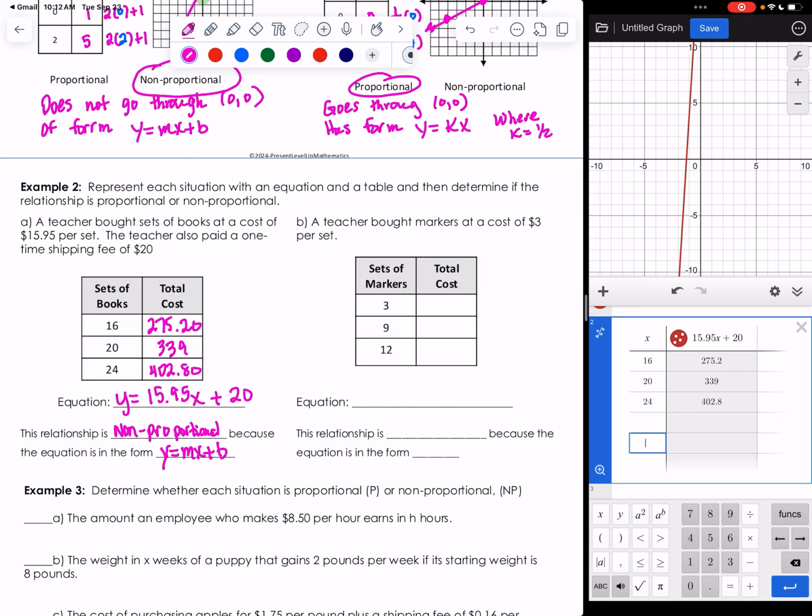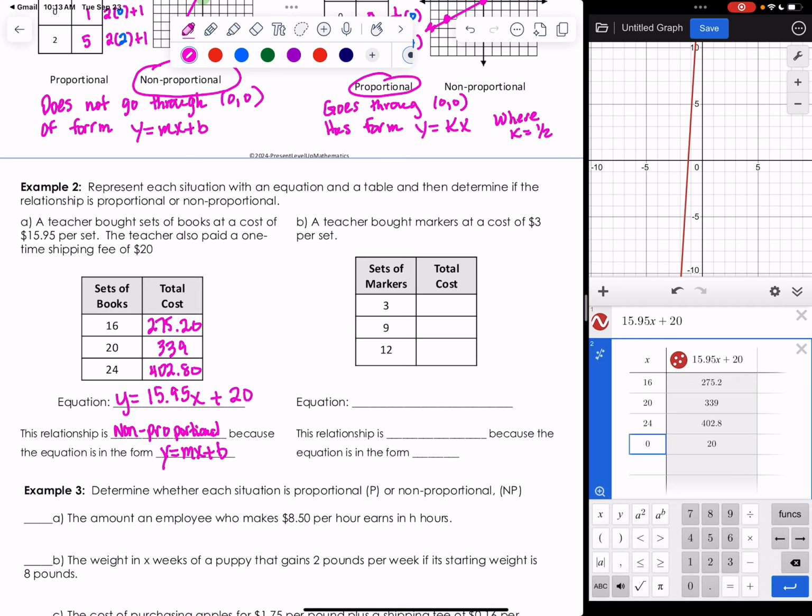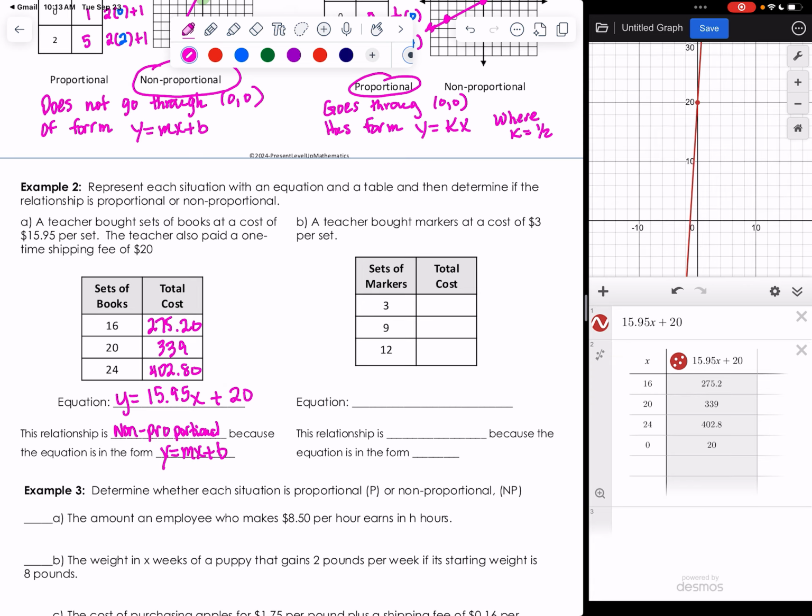And if you look at your graph over here, you can see that the graph does not go through 0, 0. Okay, in fact, let me put a 0 right here. It actually goes through the point 0, comma 20. So way up here, you can see it goes through 0, 20, not 0, 0. All right. Problem B. A teacher bought markers at a cost of $3 per set. So our cost is y equals 3 per set, or 3x.